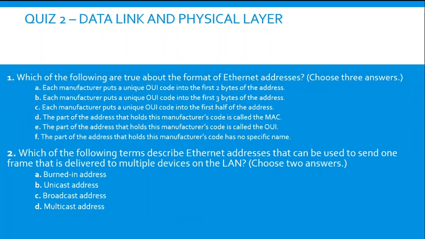We have another quiz. Which of the following are true about Ethernet MAC addresses? Of course, we have the OUI code. We have B, C, and E, because it uses 3 bytes of the address. It sends in the first part of the address, and the manufacturer code is called the OUI.